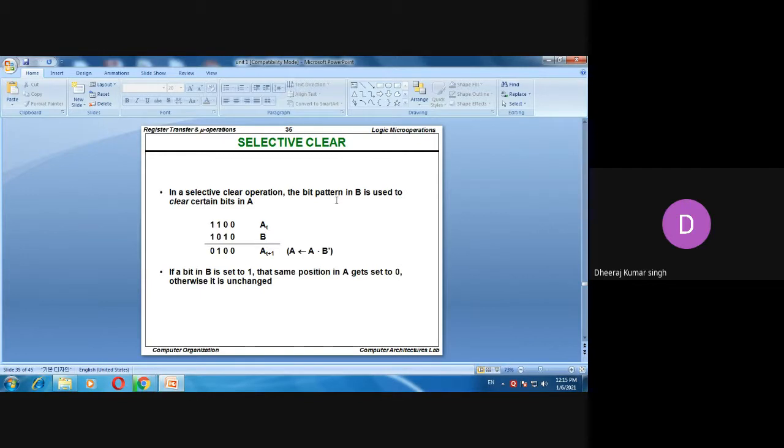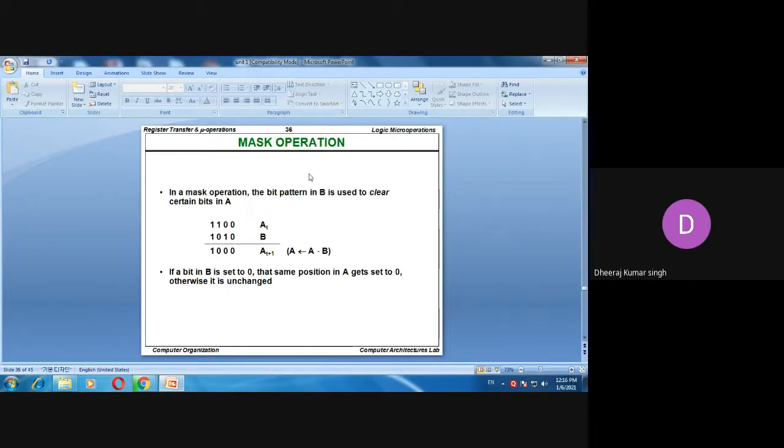Selective clear operation. In a selective clear operation, the bit pattern in B is used to clear certain bits in A. So what we are doing here, the A number is 1100, and the B number is 1010. The rule is, if a bit in B is set to 1, that same position in A gets set to 0, otherwise it is unchanged. So where the bit in B is 1, the same position bit in A will automatically get set to 0. And this operation is basically known as the selective clear operation.